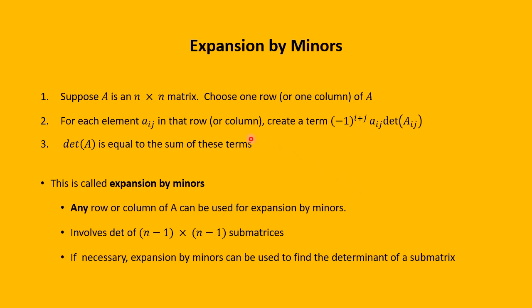But suppose that A was a 4 by 4 matrix. In that case, the submatrices here would be 3 by 3s. And how do you compute the determinant of a 3 by 3 matrix? By using this method of expansion by minors. So, if necessary, expansion by minors can be used again and again to find the determinants of the submatrices that occur during your calculation.